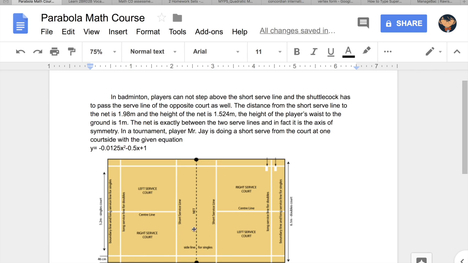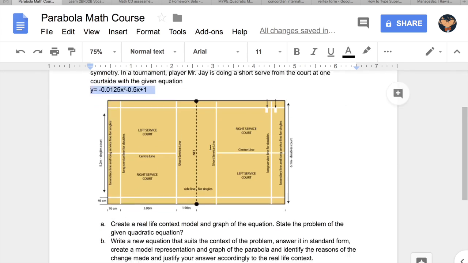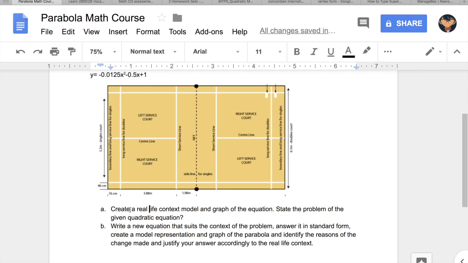The distance from the short serve line to the net is 1.98 meters, and the height of the net is 1.524 meters. The height of the player's waist to the ground is 1 meter. The net is exactly between the two serve lines, and in fact, it is the axis of symmetry. In a tournament, player Mr. J is doing a short serve from one court side to the other with the given equation over here.